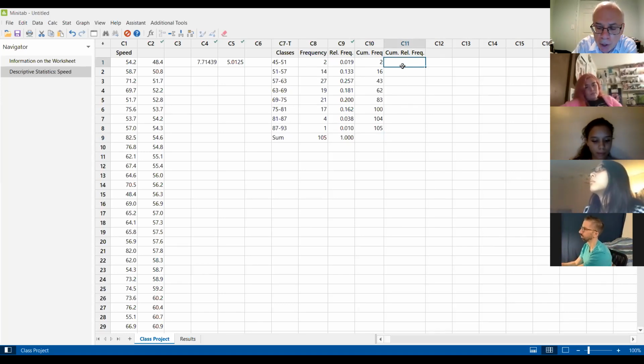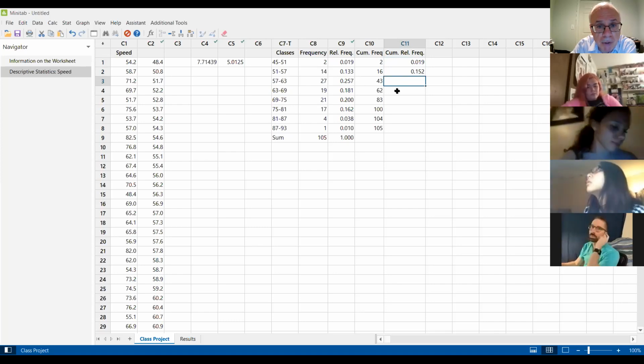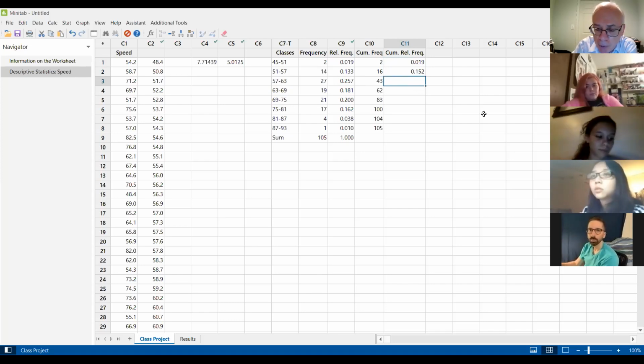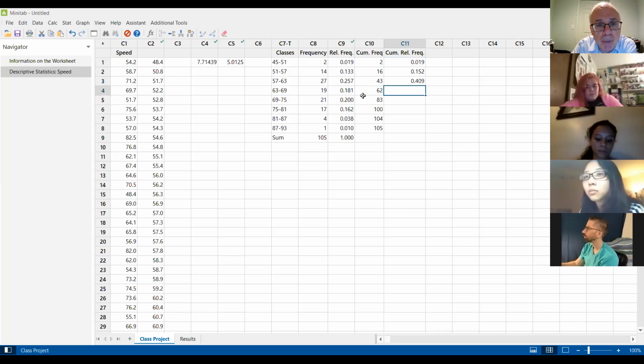So the first one's 0.019. The second one is going to be 0.152. See what I'm doing? Again, this number plus this is this. This number plus this is the next one. So the next one's going to be 0.409, I think, if I'm adding it up right. So it's 0.152 plus 0.257. The next one's going to be 0.181 plus 0.409, which is 0.59, right? 0.59.